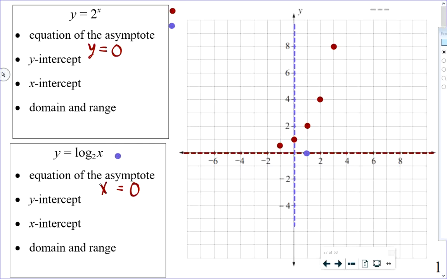If I take this point, and you may need to write the numbers down to visually see them on paper, but this point right here is at 1, 2, and I swap the order of those numbers, I get 2, 1.